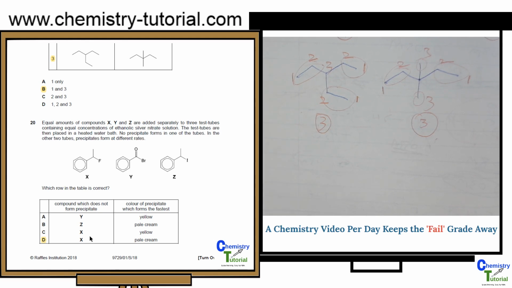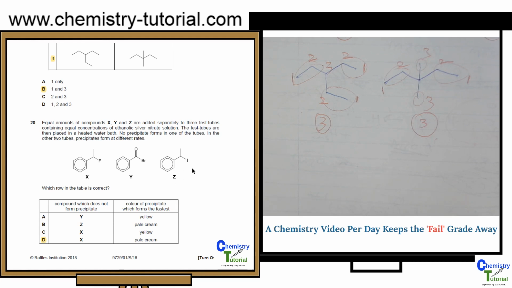The precipitate they are looking for is actually a silver halide. That means it's like AgF, AgCl, AgBr, etc. AgX. So over here, you can only consider option C and D. Now, then the color of the precipitate which forms the fastest.